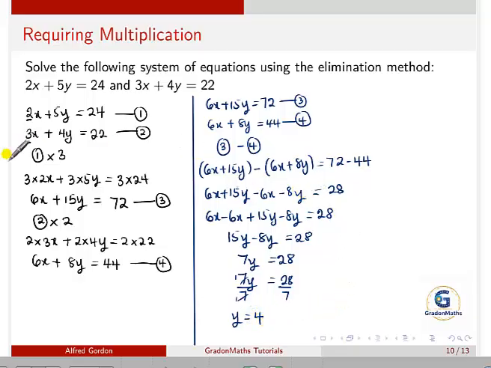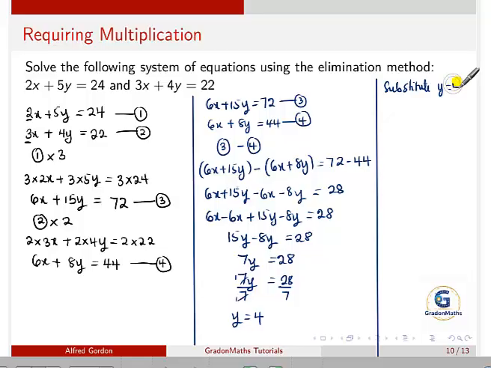Now that we have the value of y, we can proceed to find the value of the other variable. For the other variable x, we can do a substitution. So let's keep everything here and substitute.